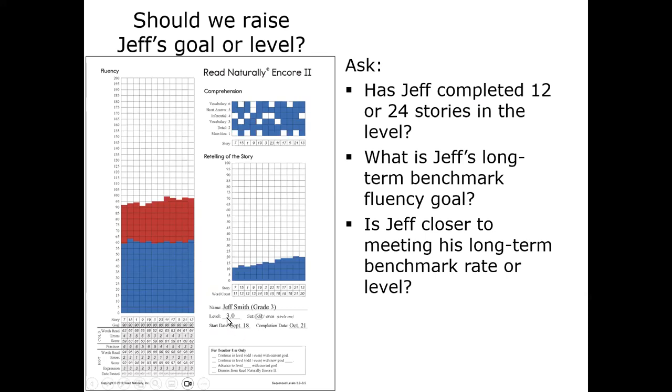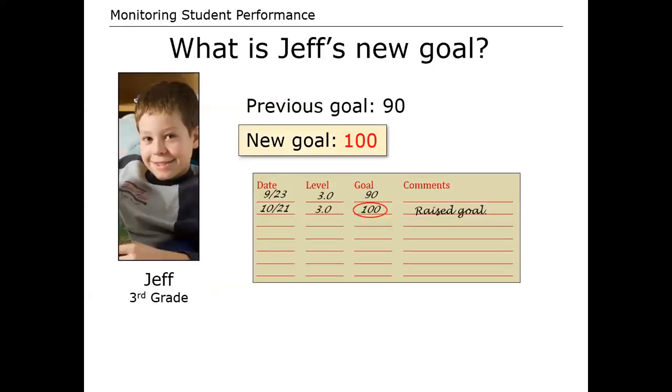So he's like Lee, right? He's reading the same difficulty of material that his peers are, but he's way slow. So that gives me the need to work on rate, to keep him in this level, keep him on 3.0, but give him more of a challenge from a story goal standpoint. So we would raise Jeff's goal to 100.